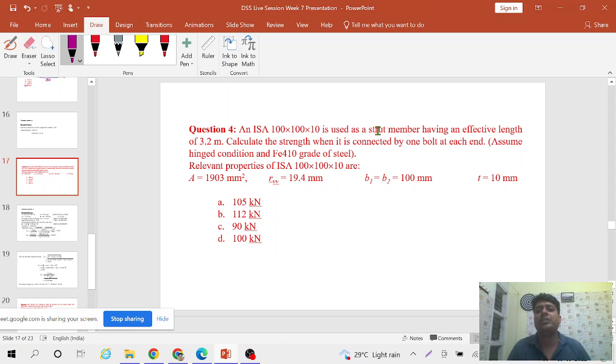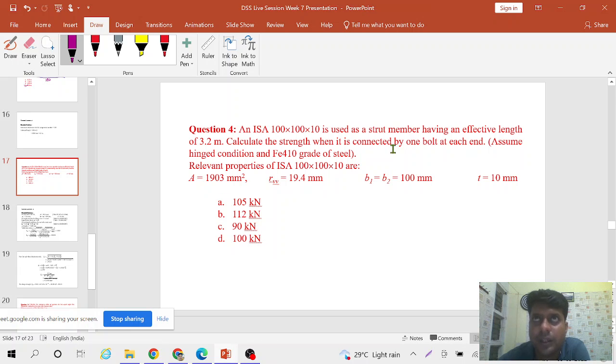So first of all, tell me the definition of strut. What is a strut? A strut is not vertical, it is at an angle, and it is used in a truss as a truss member and in bracing systems. Yes, fantastic, you have remembered it correctly.